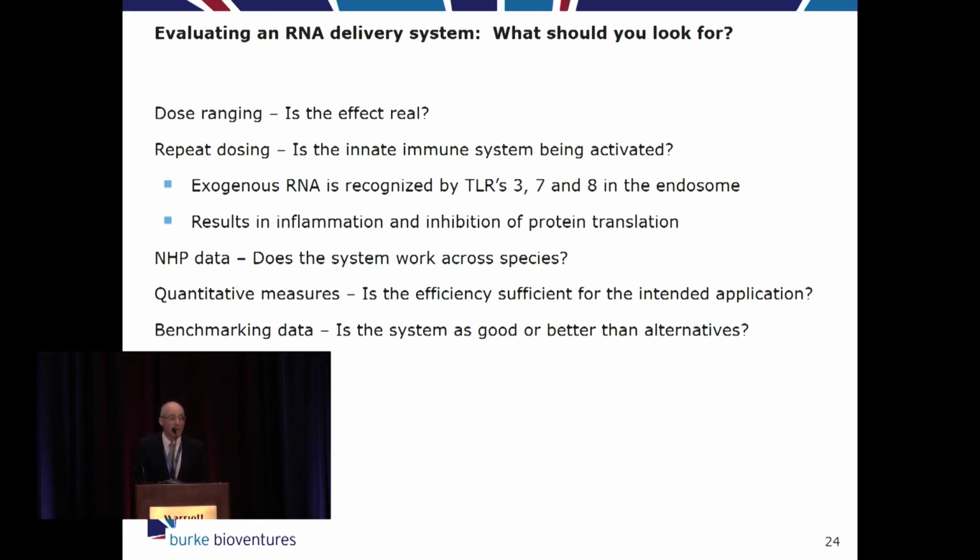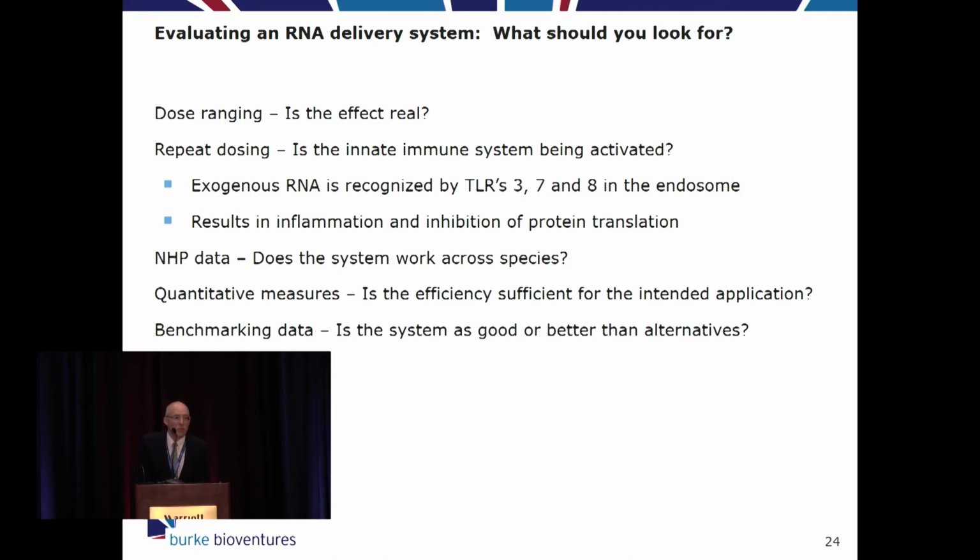Dose ranging, a lot of times people skip that. I think it's very important, even from academic groups that have limited resources. Maybe they don't know to do it at the beginning, but it's important to do it very soon after the beginning. It's not something to be skipped. Repeat dosing is extremely important. I think you'll understand why when you hear Art's talk on the immunological effects from these cargo.